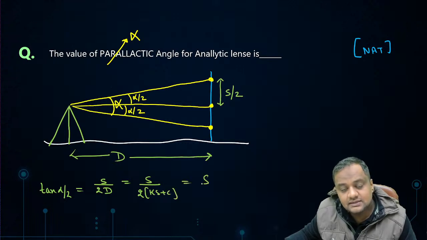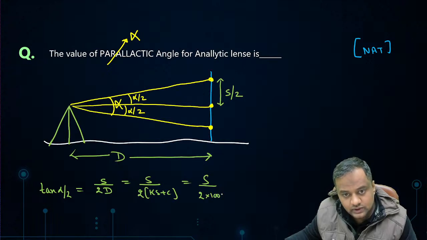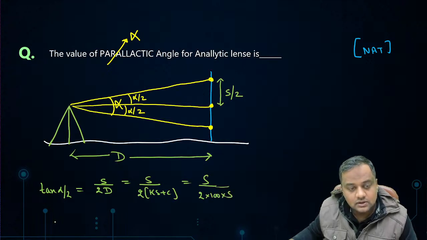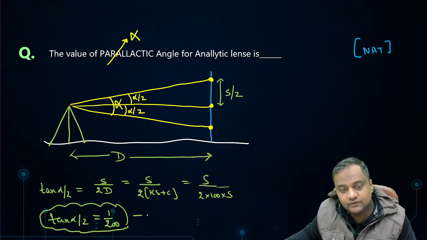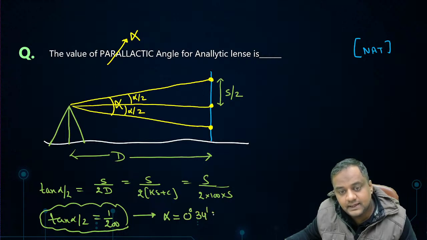So K is 100, C is 0. So 2 into 100 into S. So tan alpha by 2 is 1 by 200. So from here, if you find out on the calculator, the alpha value, that is the parallactic angle, is 0 degree 34 minute 22.63 seconds.